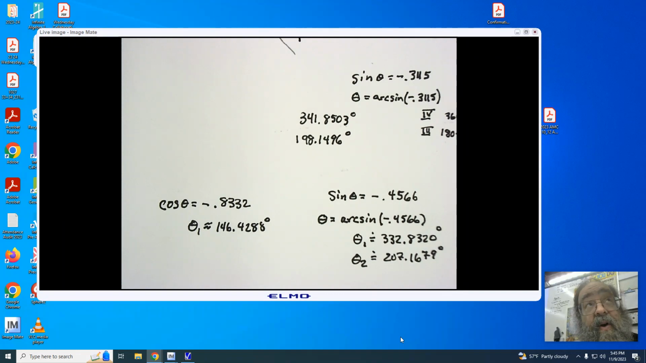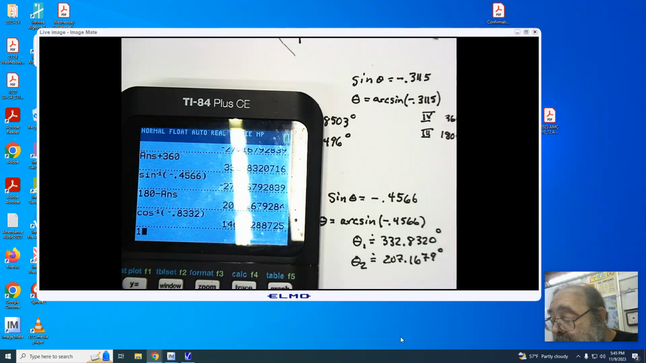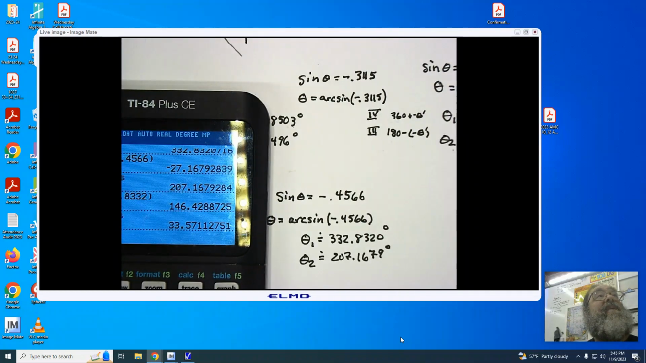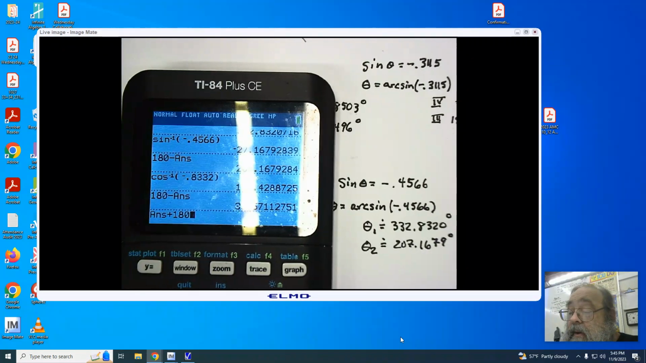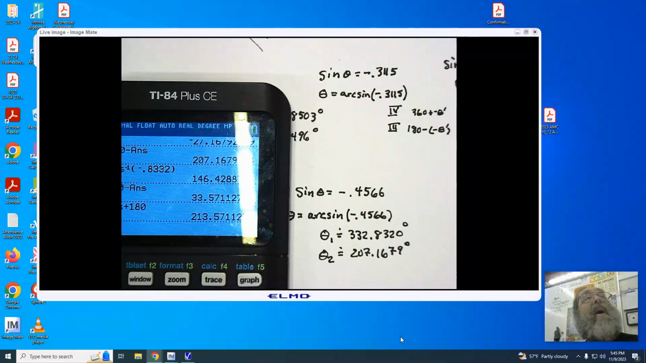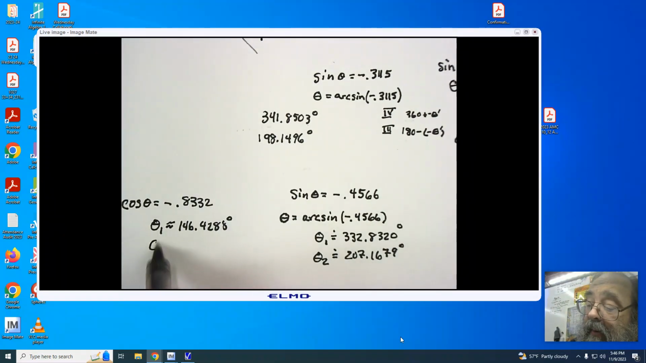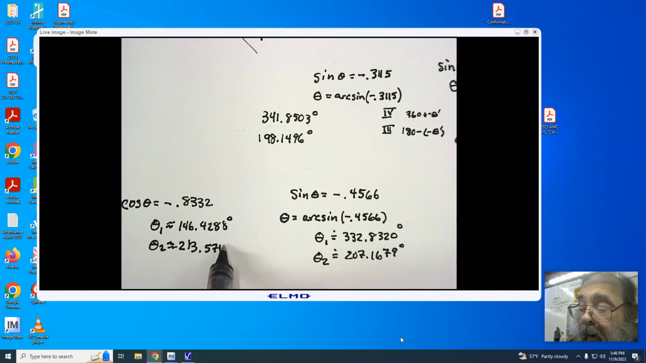Alrighty, now I'm going to have to find my reference angle. So I'm going to take 180 minus my answer, and I have my reference angle. That's 33.5711, and I'm simply going to add 180 degrees to that reference angle. I then get my second solution of 213.5711 degrees. And I'm going to write that down. Theta 2 is approximately 213.5711 degrees. That's working with cosine.